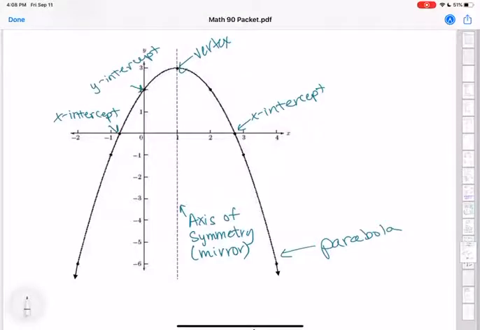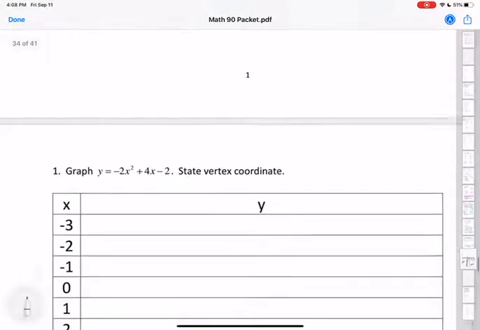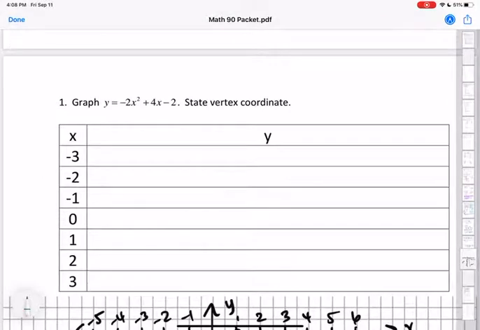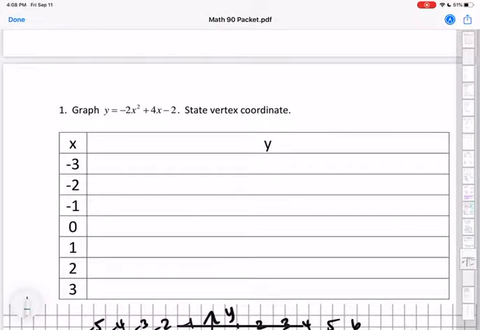So next, we are going to graph y equals negative 2x squared plus 4x minus 2. And we're going to find the vertex. So there are many ways to graph. The way that we end this class with graphing is just a very, very basic intro. So we're going to go the long way, which is just plugging in that negative 3 for x. Okay, and we're going to do that for all these. So I'll do the first one with you, and then I'll give you some time to finish them off.